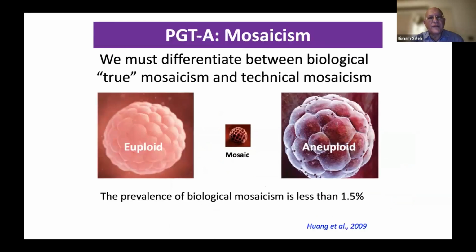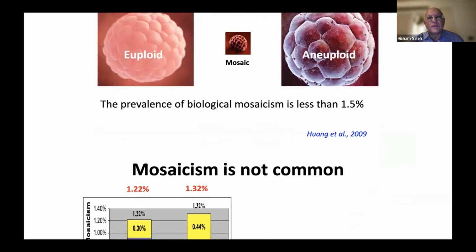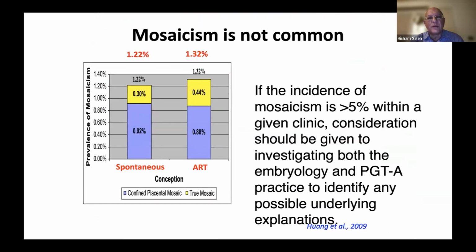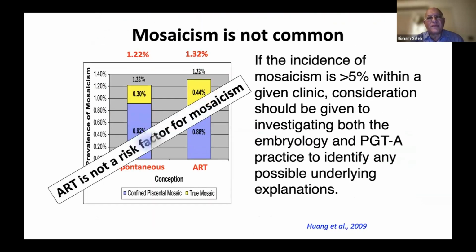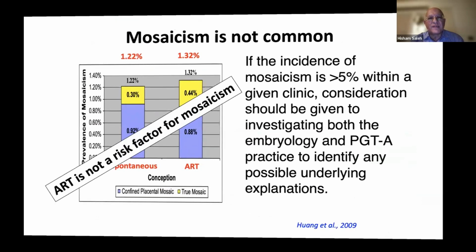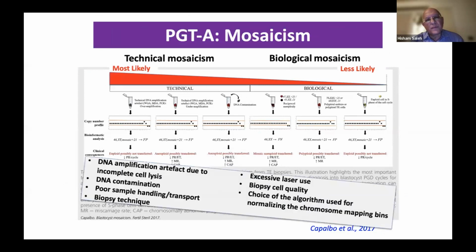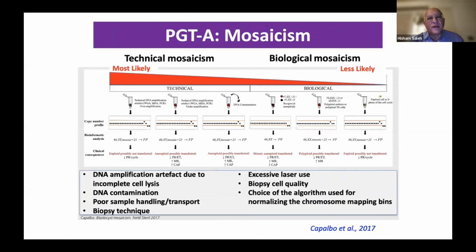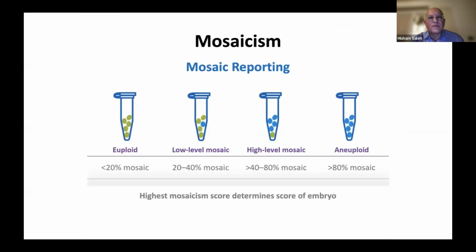We have to differentiate between true and technical mosaicism. Actually, the incidence of mosaicism is extremely low, and if it exceeds 5% in any particular lab, they should revise themselves. There are many explanations for technical mosaicism, and mosaicism can be low or high.